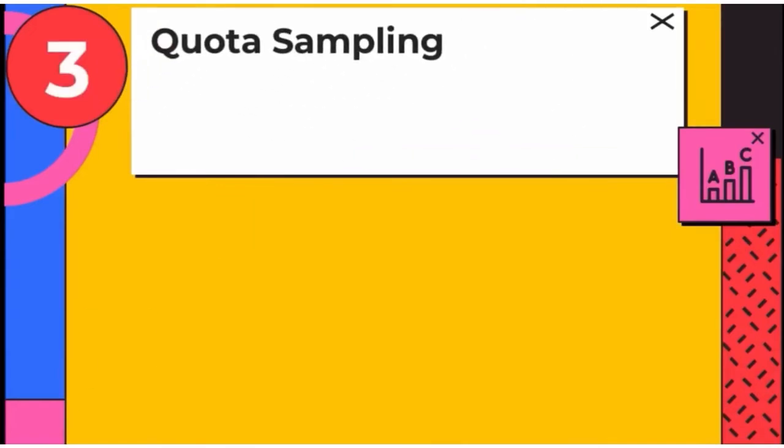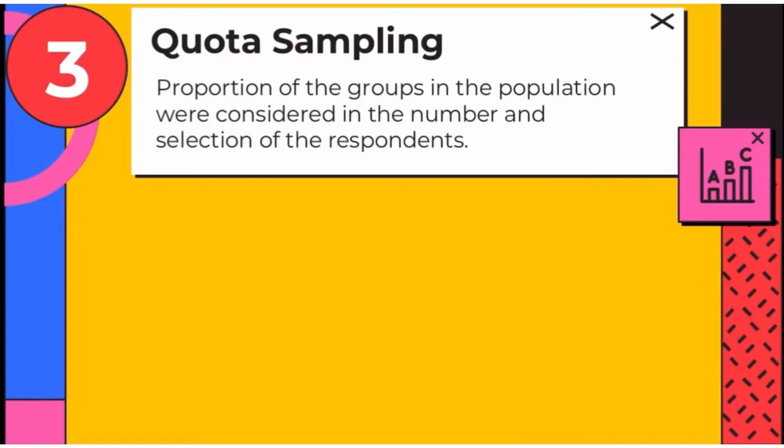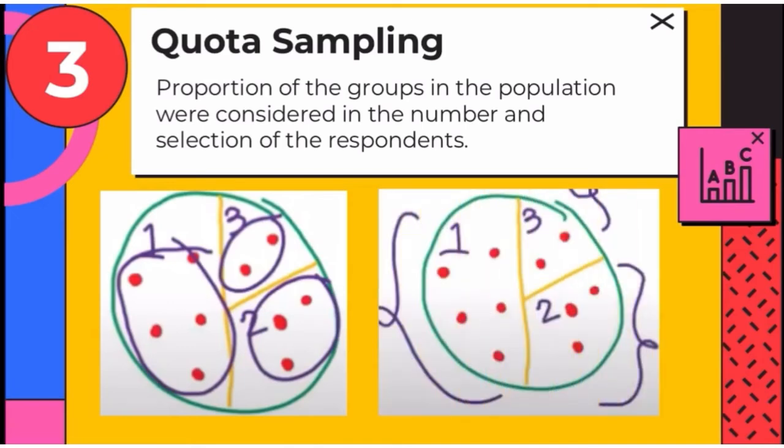Quota sampling. Proportion of the groups in the population were considered in the number and selection of the respondents. It's somehow similar sa stratified sampling kasi hinahati din natin yung ating population into certain groups pero iniisip natin yung proportion nila. For example, itong group 1, dahil mas marami siya doon sa ating population, mas marami yung pipiliin natin dito compare sa group 2 and 3.